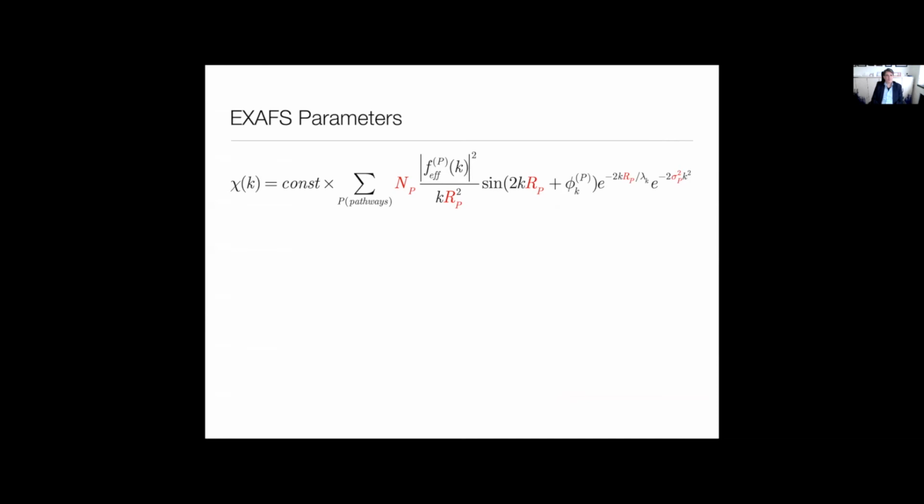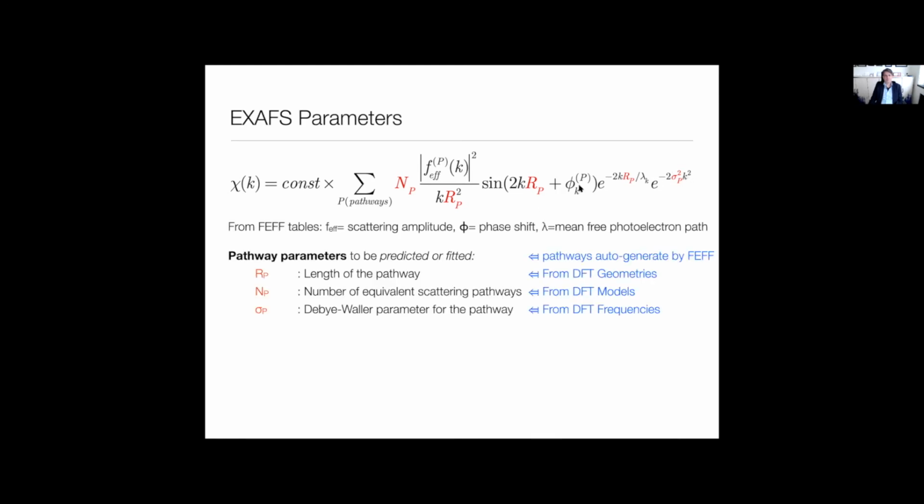Now, of course, this is the EXAFS master equation, very well known, and it consists of a sum over scattering pathways, and N_P is the length of that pathway, R_P is the metal-ligand distance, and sigma is the Debye-Waller factor. So basically, these are the things that you need in order to predict the EXAFS spectrum.